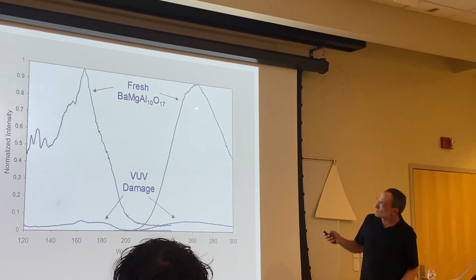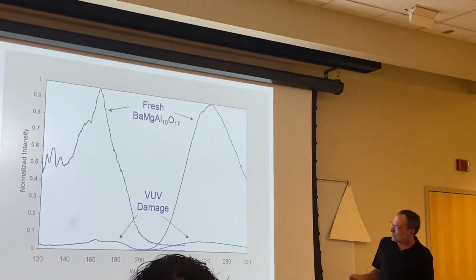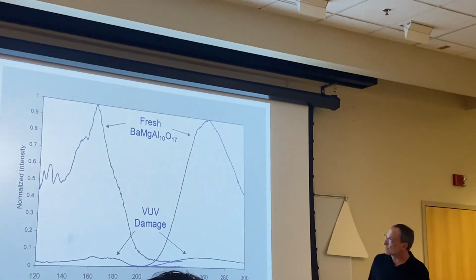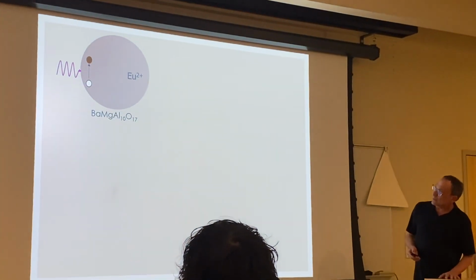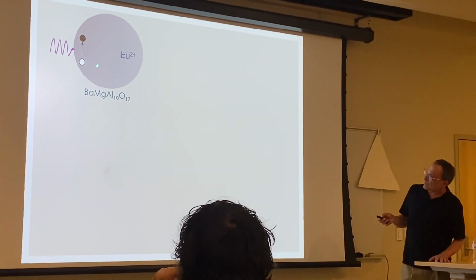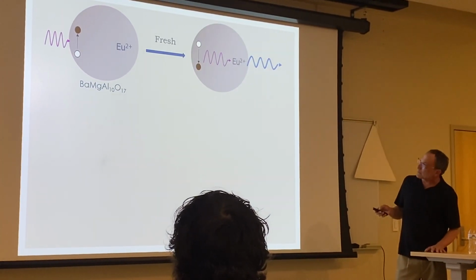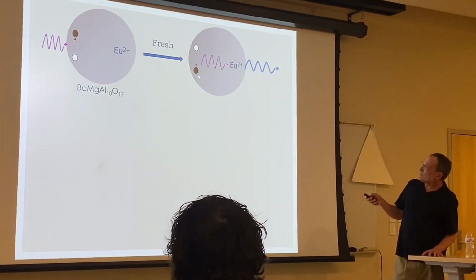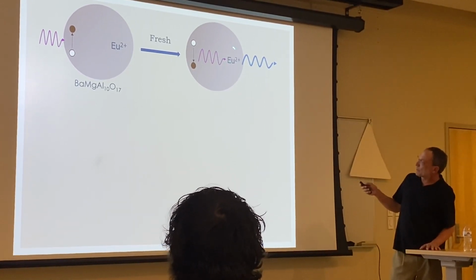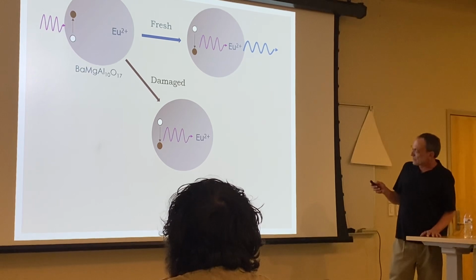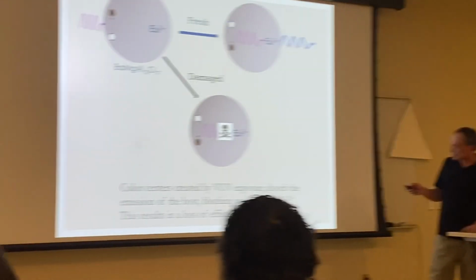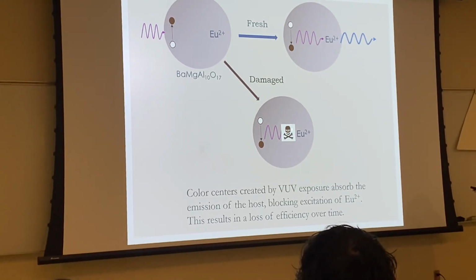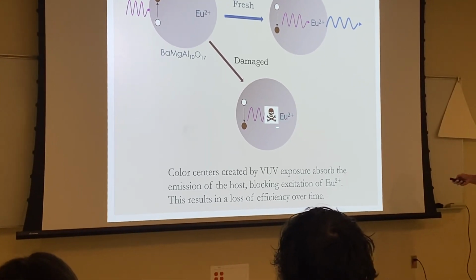So the undoped host emits all this light that goes away when we put this in there, when we damage it. So it kind of works like this. Okay, there's my phosphor. In this case, the photon gets excited in the host, then it emits light. If it's fresh phosphor, this emits light, it excites europium, light comes out. But if we damage it, then what happens is this should be happening, and instead we block it. So we get color centers here, and those block that emission.